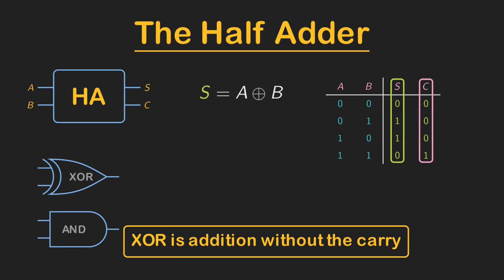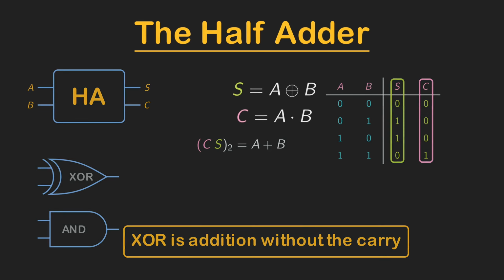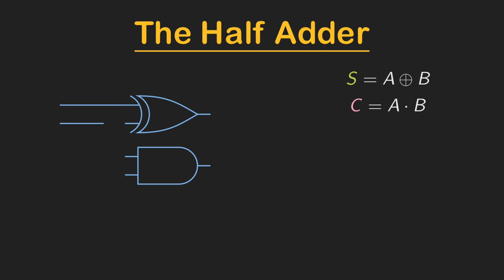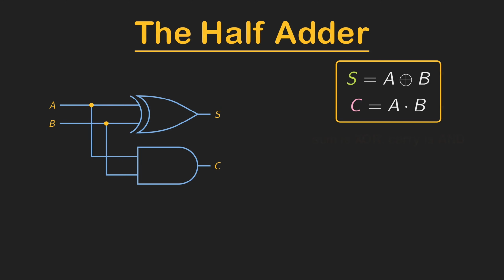Sum equals A XOR B. Carry equals A AND B. Put differently, the carry and sum together, read as a 2-bit number, are the value of A plus B. And the hardware is just one XOR gate and one AND gate, sharing the same 2 inputs. That's the entire device, the anchor.